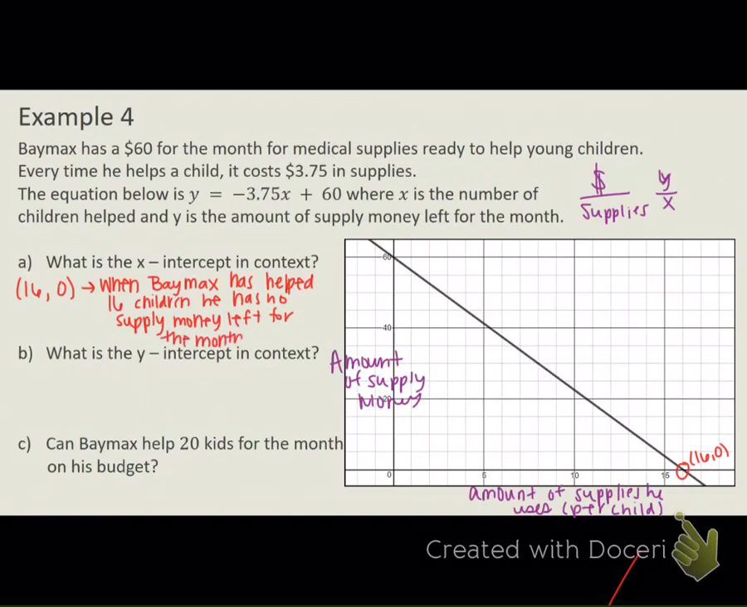Justin Powers, what is the y-intercept and what is its context? 60 comma. Be careful, that was the wrong order. That was my fault by how I phrased it. And what does that mean? He starts with $60 in supplies money.